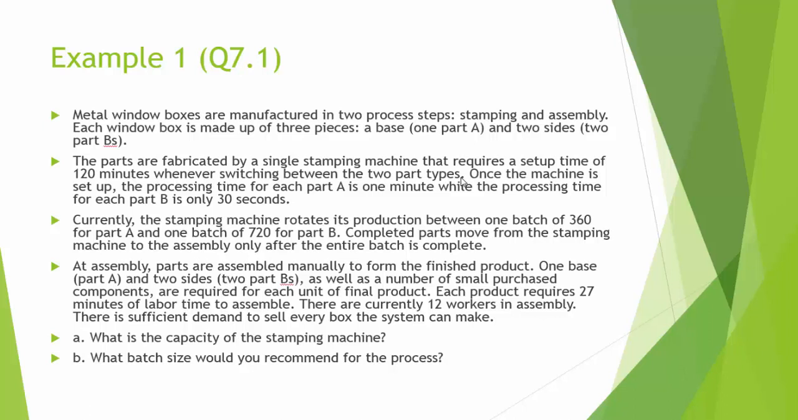At assembly, parts are assembled manually to form the finished product. One base, part A, and two sides, two part Bs, as well as a number of small purchased components are required for each unit of finished product. Each product requires 27 minutes of labor time to assemble. There are currently 12 workers in assembly. There is sufficient demand to sell every box the system can make.